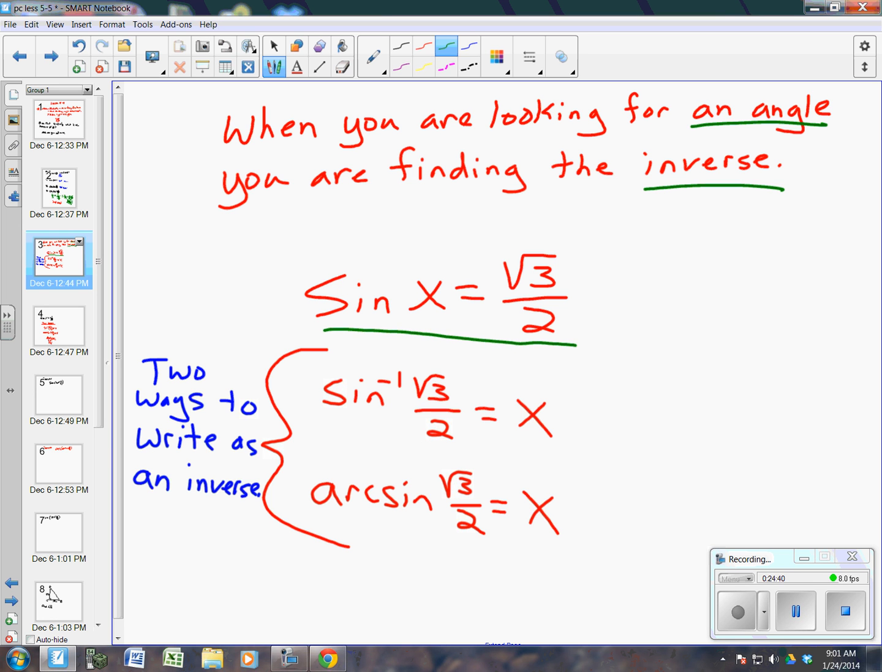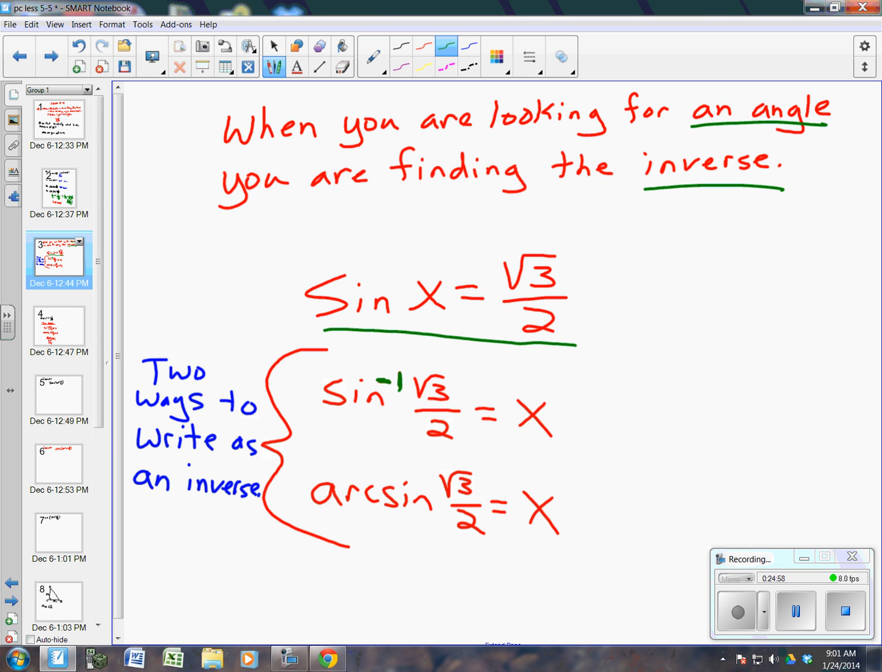If you are given sine of x equals root 3 over 2, we're looking for an angle, right? We can write that as an inverse. We can write it so it's solved for x. We do that by writing it like this: sine with a little negative 1 up here. See that sine with negative 1?